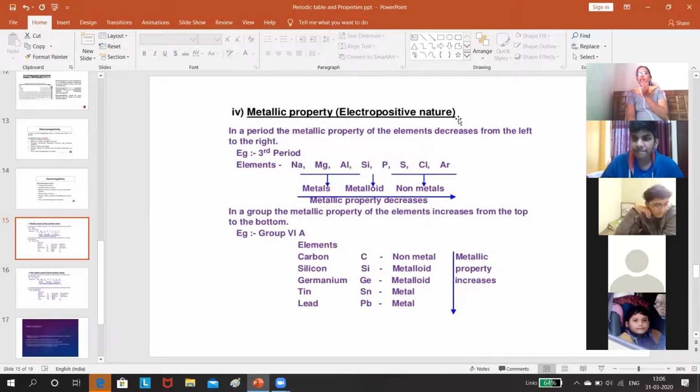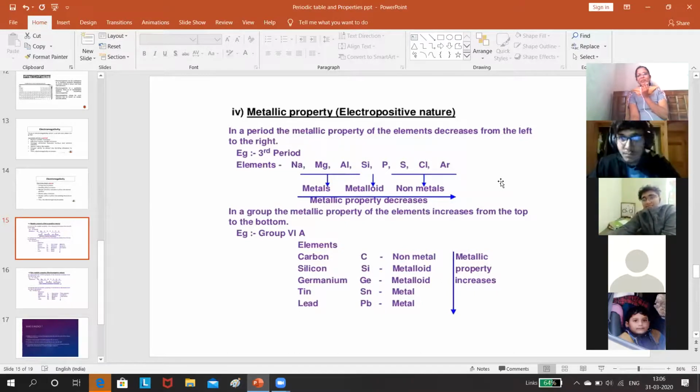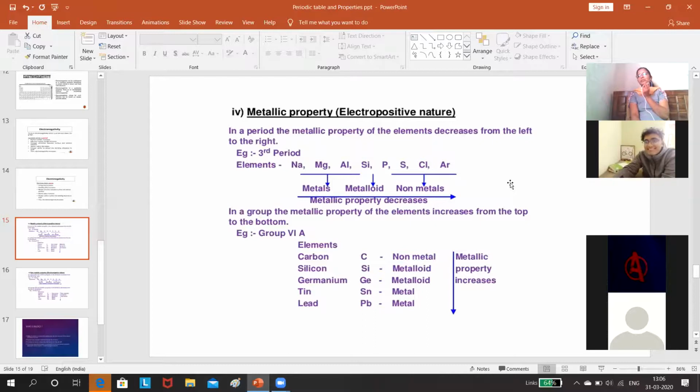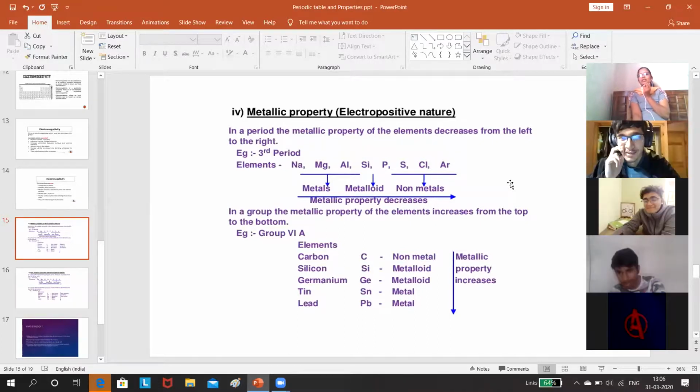Now tell me, who will explain the metallic property down the group? Akshat, who will explain? Narayan, explain. I didn't hear you. Down the group, what happens to metallic property? Decreases. Increases. Increases or decreases?